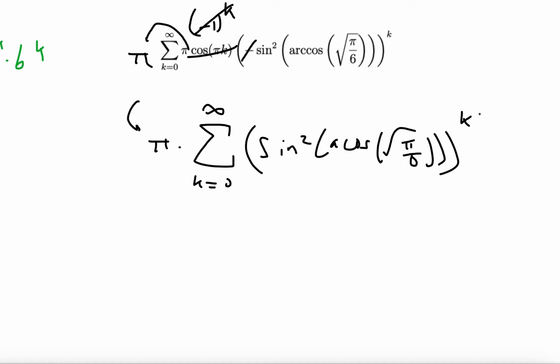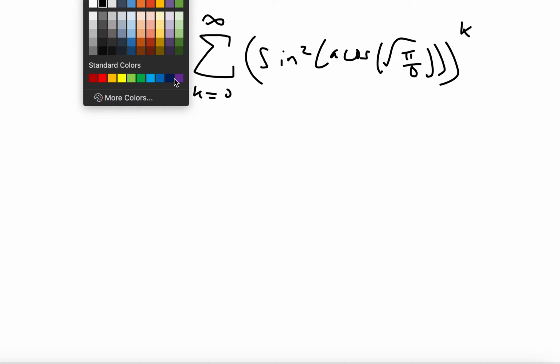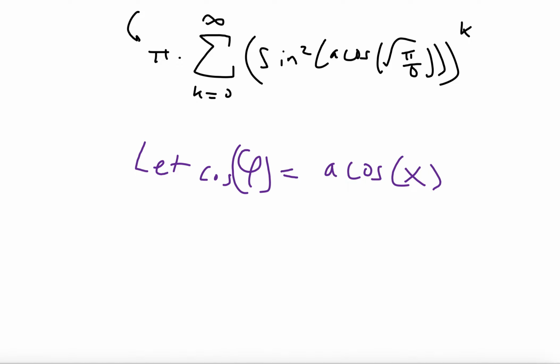Alright, so now we want to find a more elegant way to express sine squared of arc cosine of root pi over 6. So we're going to take advantage of the fact that arc cosine is actually an angle. So what are we going to do? We're going to say let phi equal arc cosine of x, of some random value x, which means that when we take the cosine of phi, we can take the cosine of the arc cosine of x, which just equals x.